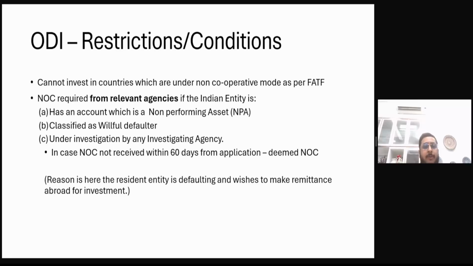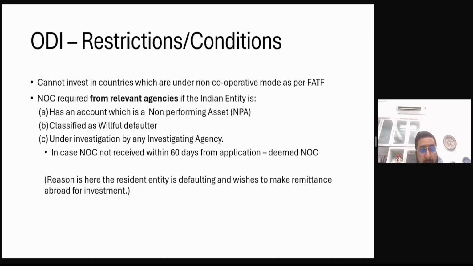Now, one major factor is if an Indian entity is an NPA. He has taken some loan and has become an NPA for that bank, or if he's a willful defaulter, or if he's under investigation by any investigating agency, maybe the ED or any other agency. Before making that ODI, an NOC is a must from the relevant agency. Why? Because this Indian entity has taken a loan from an Indian bank, and he's not repaying this loan. He's become a willful defaulter.